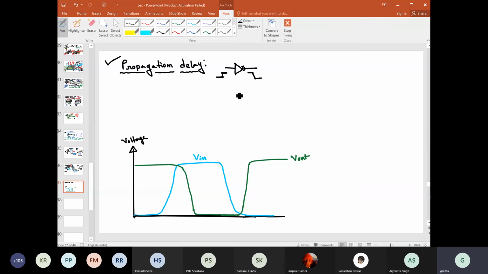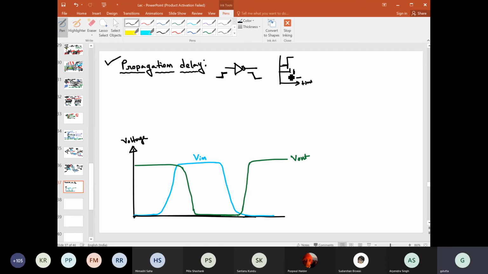Suppose this is the input, this is the output. Let me draw it here in a small way. Suppose this is the input, I am drawing on the same time scale. So this is the time, and this will be the output. Now how do you measure the propagation delay? Will you measure from here till here, or from here till here? How do you define that?